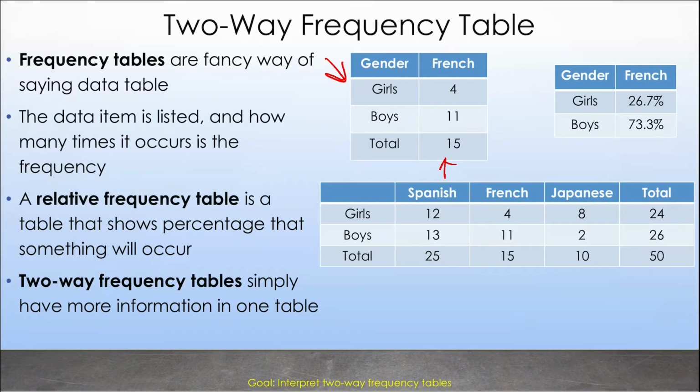A relative frequency table is a table that shows the percentage that something will occur. We don't actually know how much that percentage is. We don't know how many total students, so it's a little bit more difficult. A two-way frequency table is kind of the best of both worlds. We're able to find percentages, but we also have a lot more data. It's simply more information in one table.